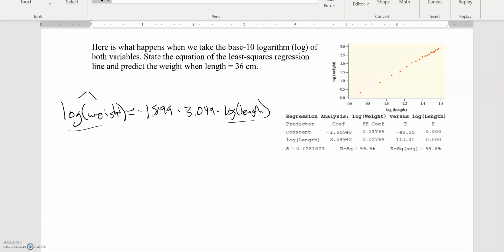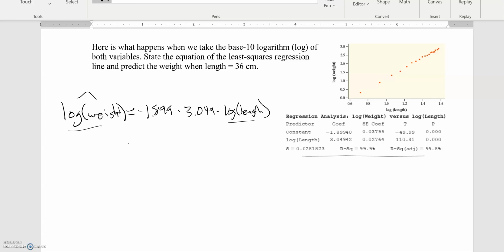Remember, you're not going to have to pick a transformation yourself, in the sense that you're not just going to be given a curved data set and then have to find the transformation, because you don't have a calculator. So that takes that part out of it. You would just look at the situation and say, well, this is what the model is, and it's a really good model because it's super linear and the R-squared is great. So now, state the equation when length equals 36.